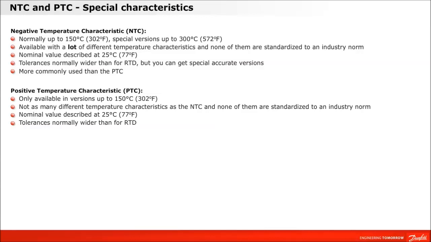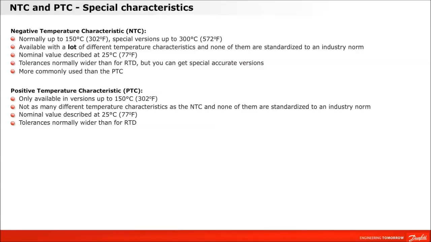The acronym PTC stands for Positive Temperature Characteristic, which commonly describes the relationship between output resistance and temperature increase for this thermistor. The output signal in ohms increases when the applied temperature increases for the PTC element. PTCs are only available in versions up to 150 degrees Celsius and feature fewer characteristic options compared to the NTC element. None of them are standardized to an industry norm.